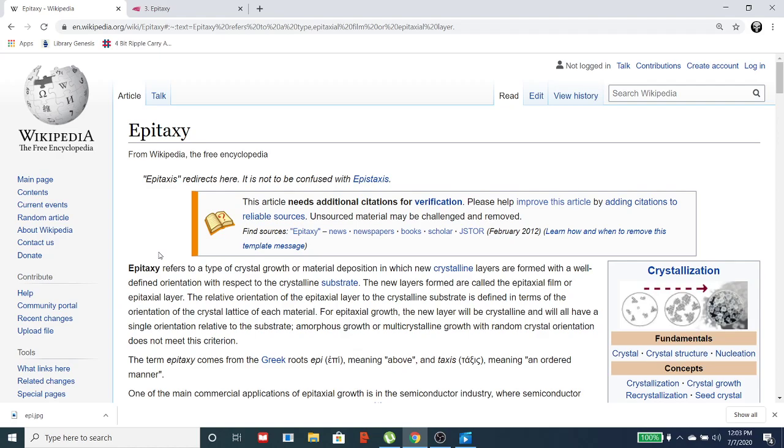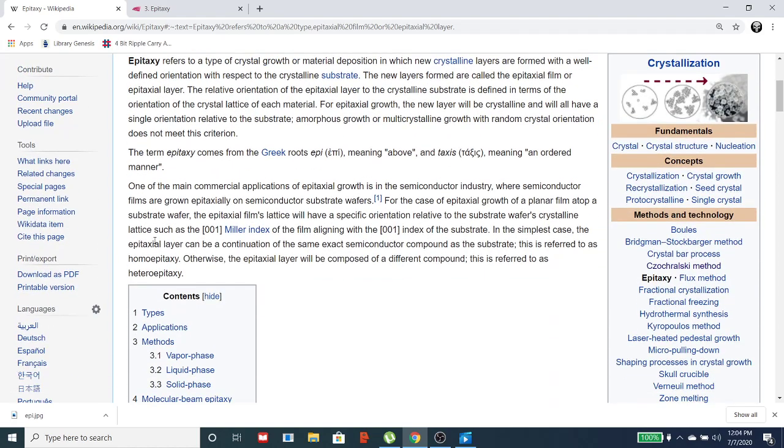So what is epitaxy? It is basically growing another layer on the substrate. Epitaxy comes from the Greek word epi, meaning above, and taxis, meaning in an ordered manner. A layer grown above, in an ordered manner, on a substrate is basically defined as epitaxy. So epitaxy has some orientation. You can go through the Miller indices.